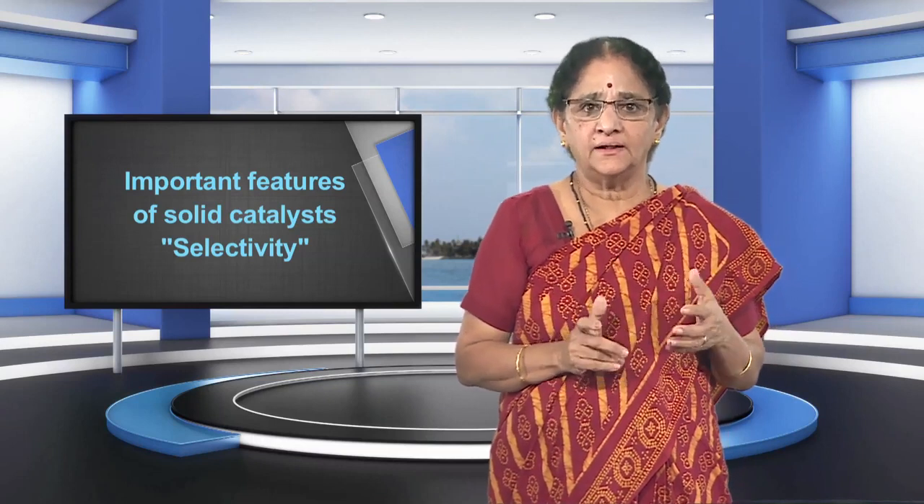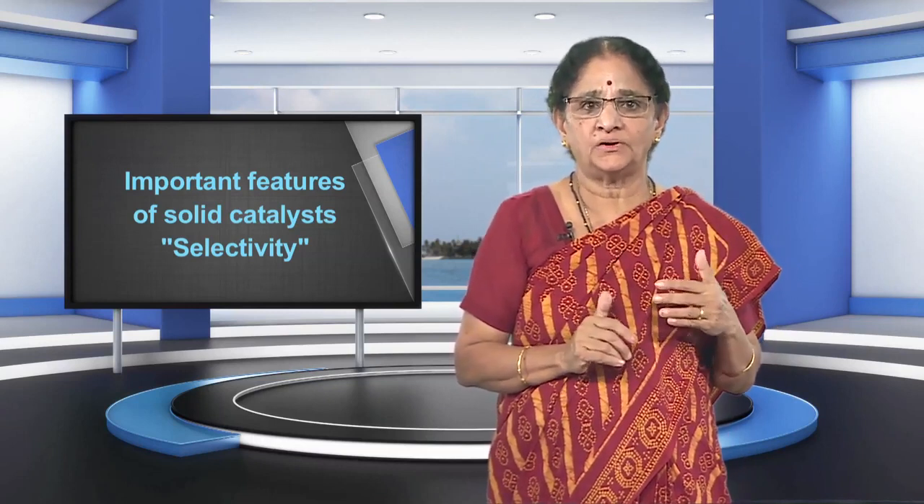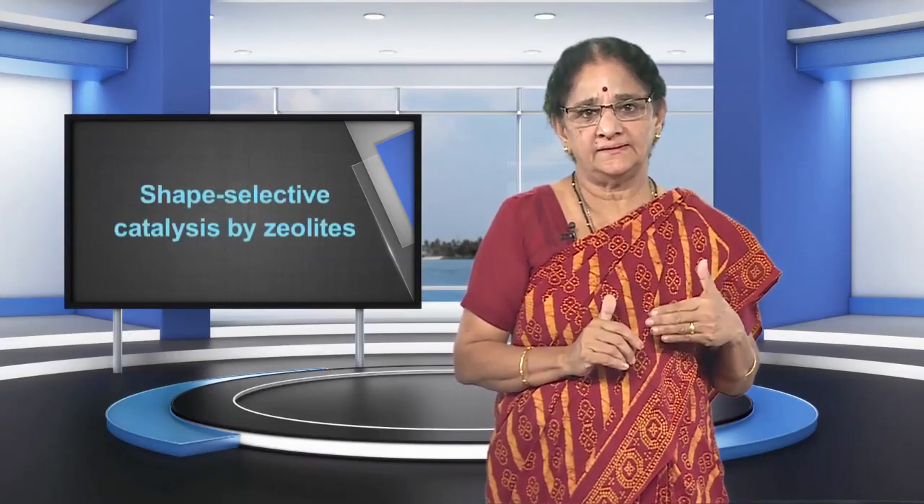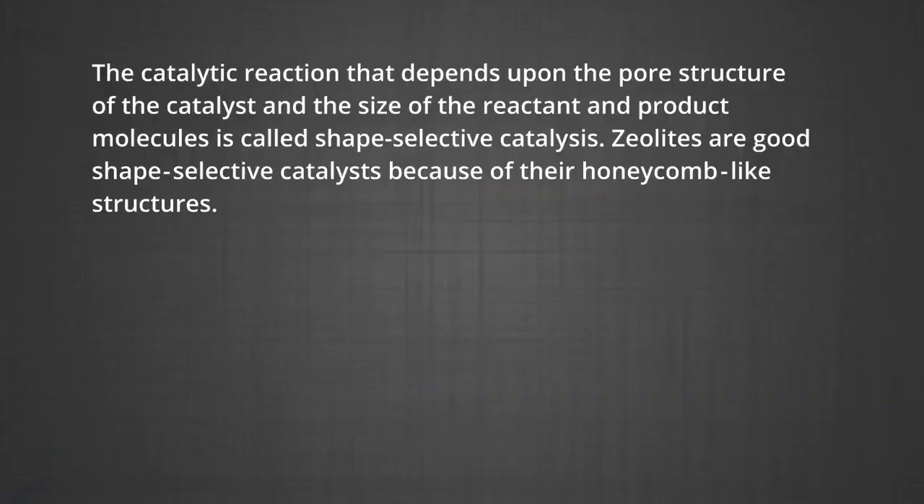Now, let us learn about the other important part of surface chemistry, which is shape selective catalysis by zeolites. The catalytic reaction that depends upon the pore structure of the catalyst and the size of the reactant and product molecules is called shape selective catalysis. Zeolites are good shape selective catalysts because of their honeycomb-like structures.